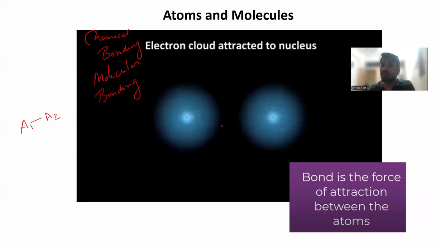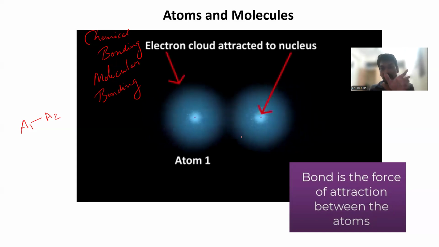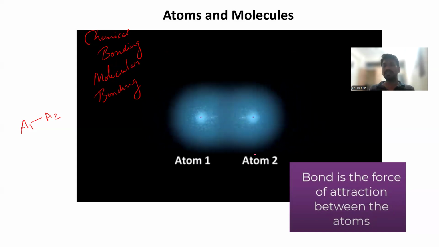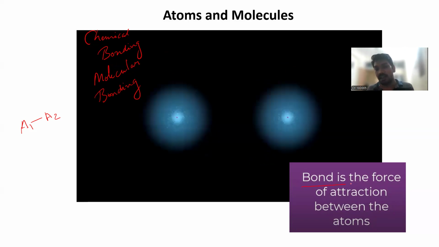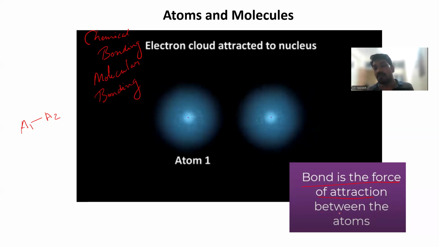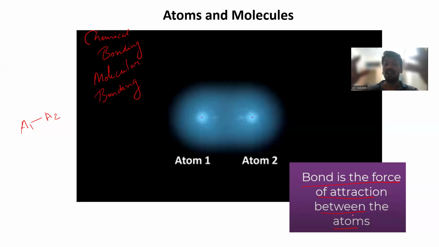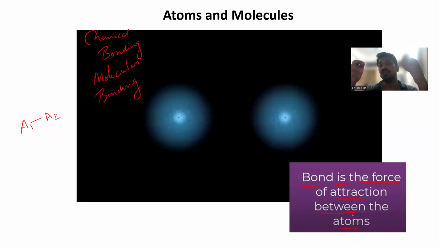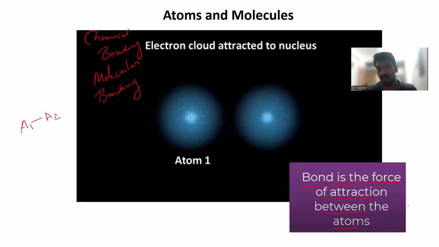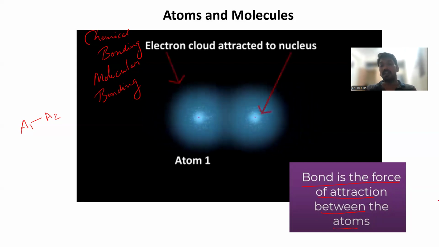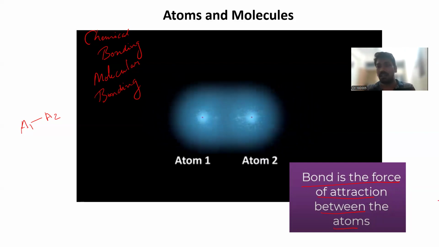So this bond, what is a bond? It is what keeps these atoms together. It is a force of attraction between the atoms. Here you can see it is clearly written that a bond is the force of attraction between the atoms. Now, this bond formation and this energy, this force of attraction which keeps them together, is very much essential. And it results in so many compounds which surround us in nature.